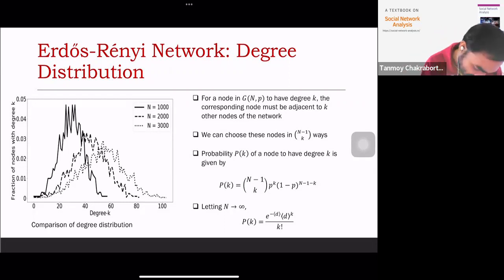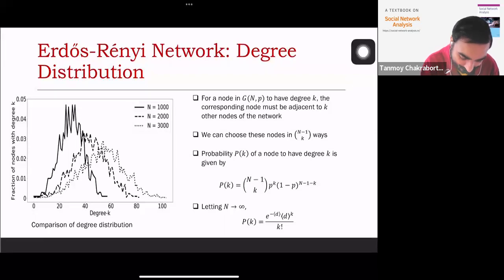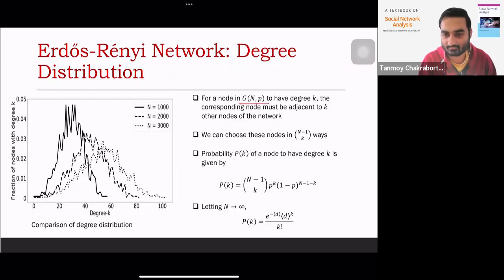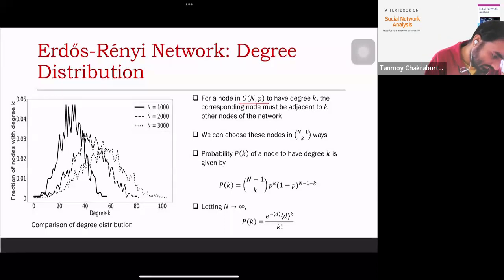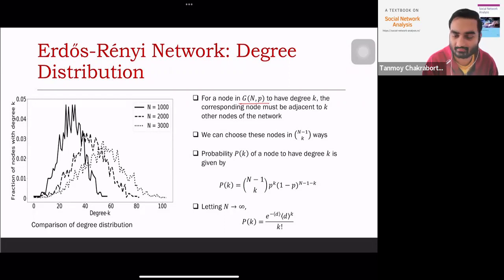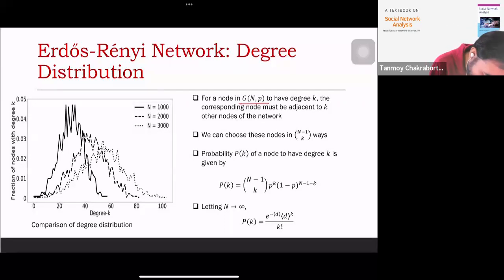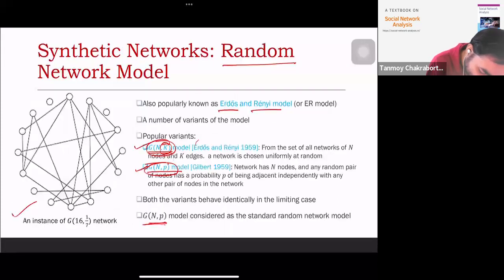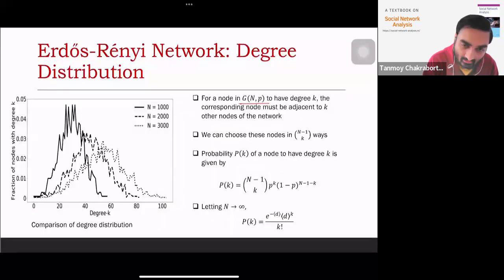Okay, so let's look at it. The graph is G(n, p), where n is the number of nodes, and p is the probability that two nodes are connected. Now, how do we define the probability that there are k edges in the graph? Remember, in this model we do not know the number of edges, so we need to determine the number of edges.